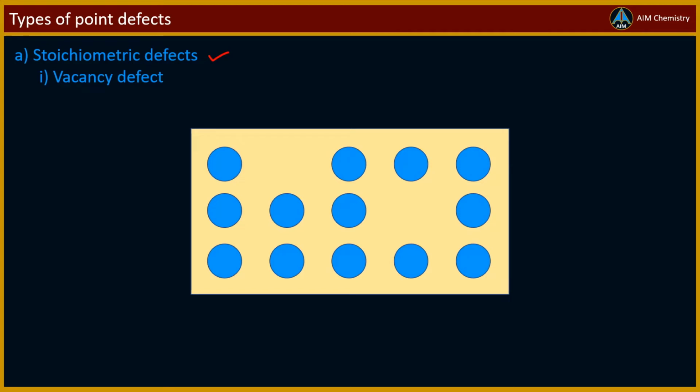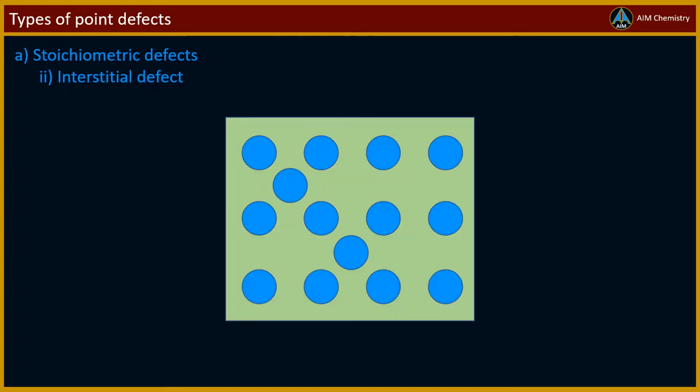First is vacancy defect. When some of the lattice sites are vacant, the crystal is said to have vacancy defect. This defect decreases the density of the substance. This defect can also develop when a substance is heated. Second is interstitial defect. When some constituent particles occupy an interstitial site, the crystal is said to have interstitial defect. This defect increases the density of the substance.